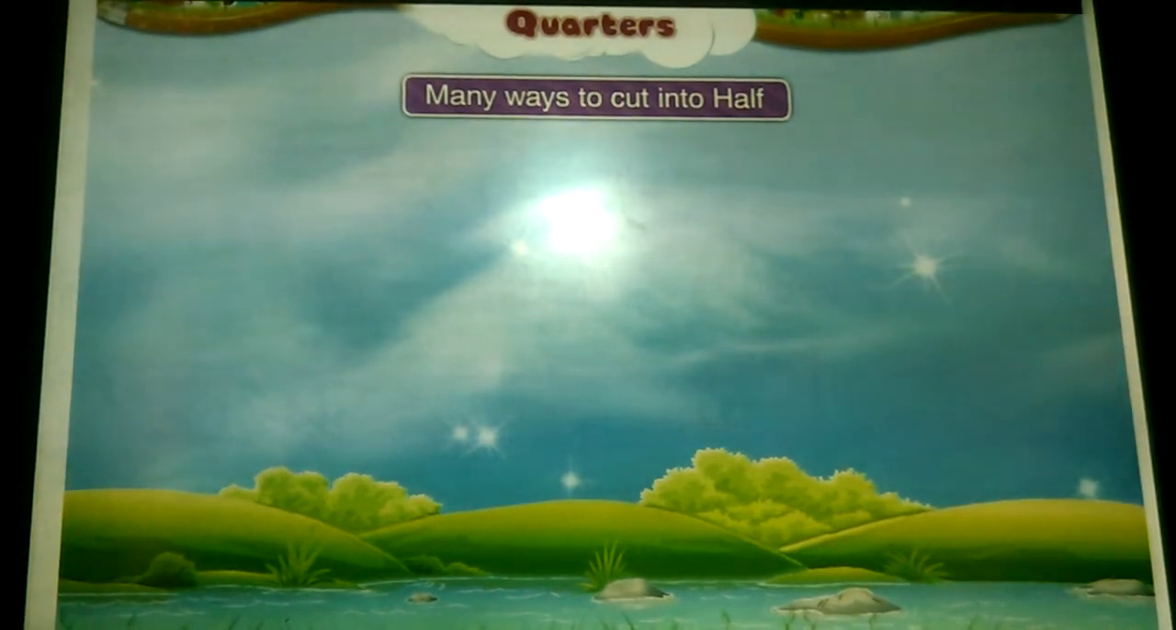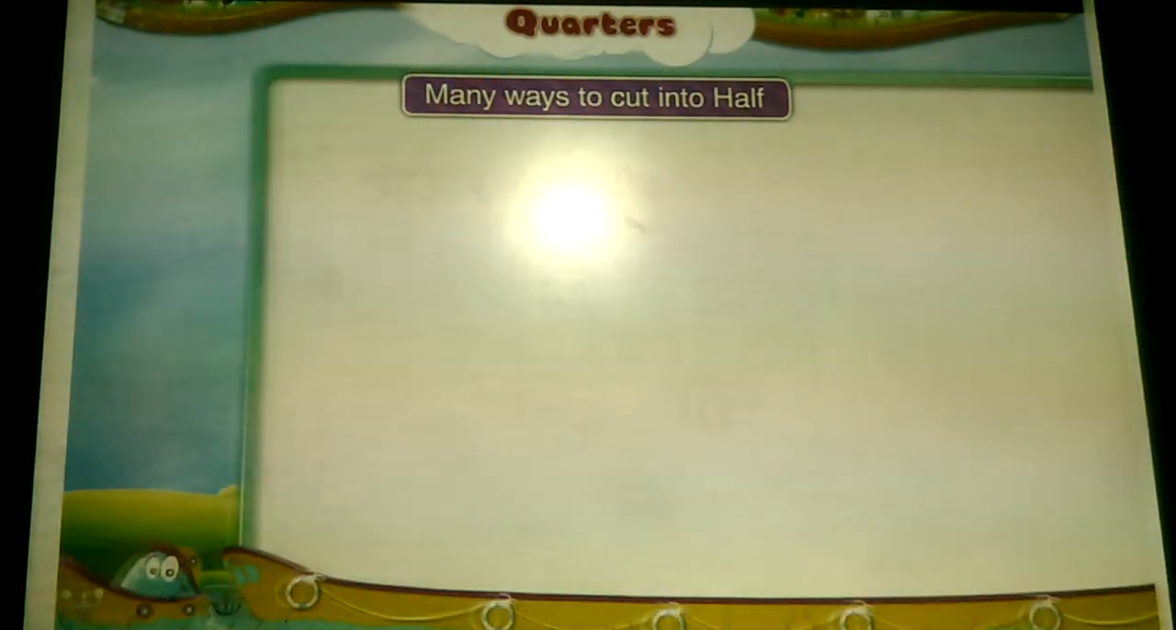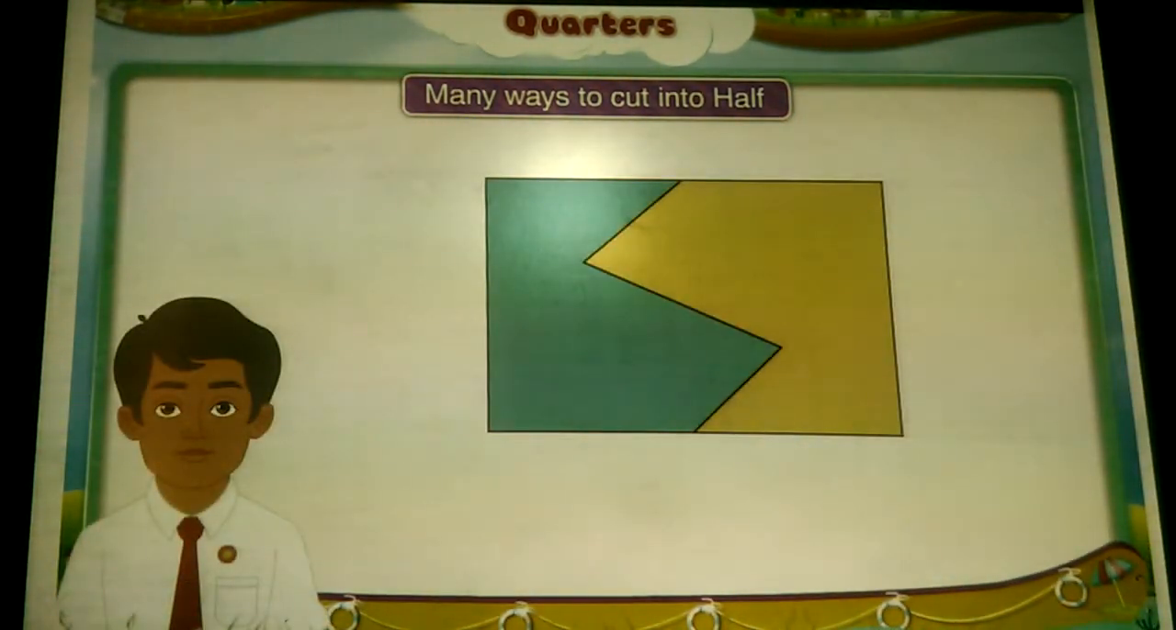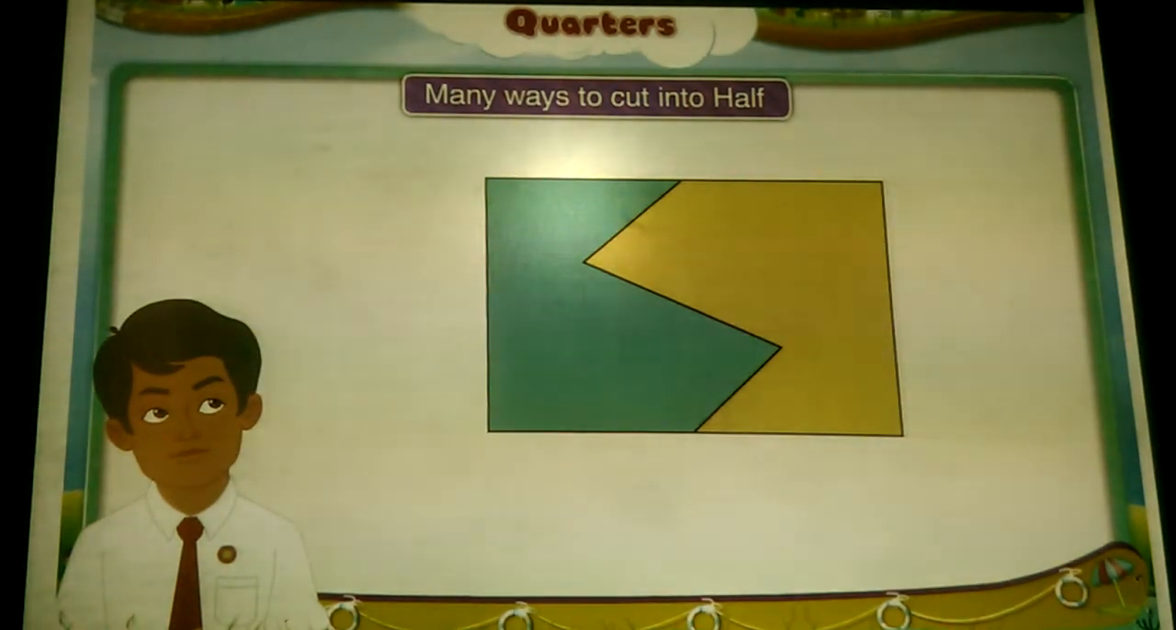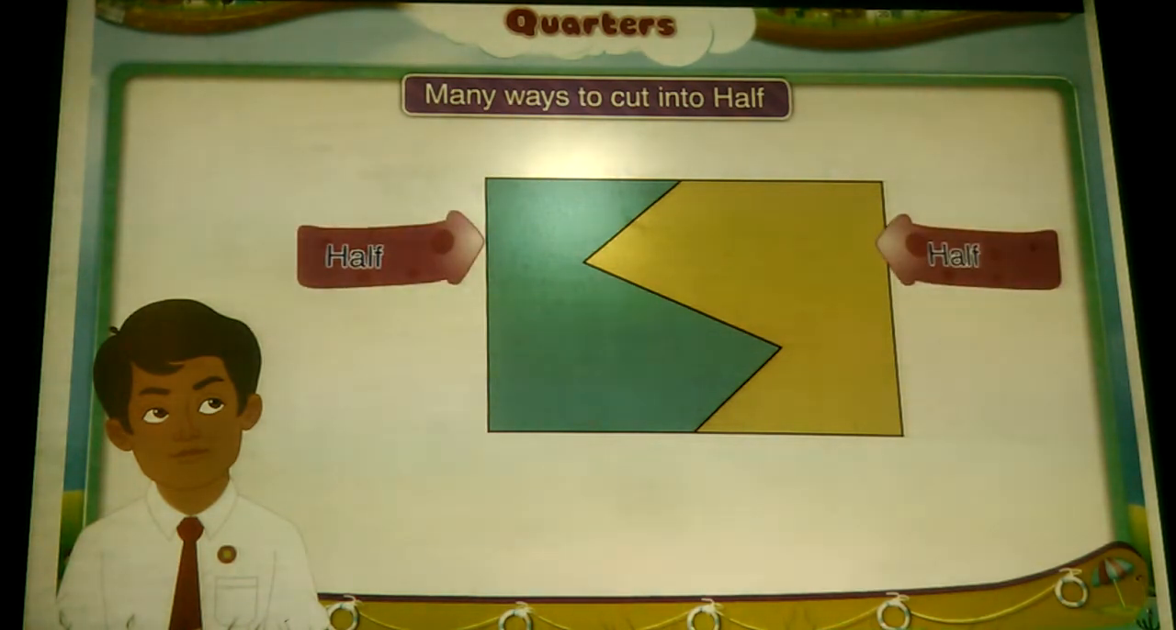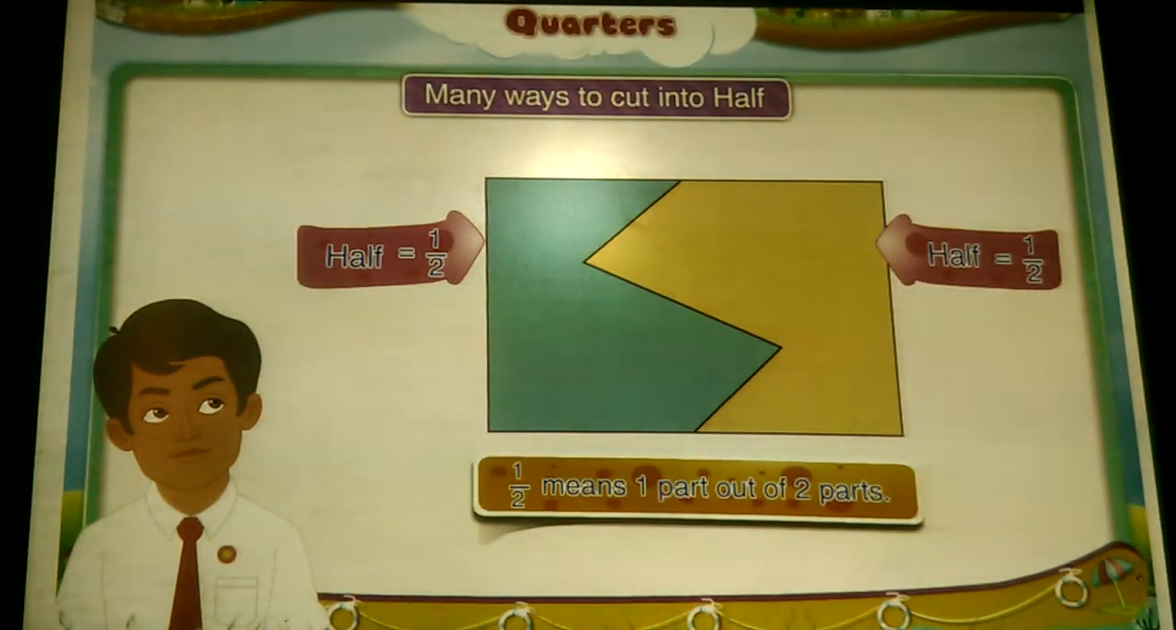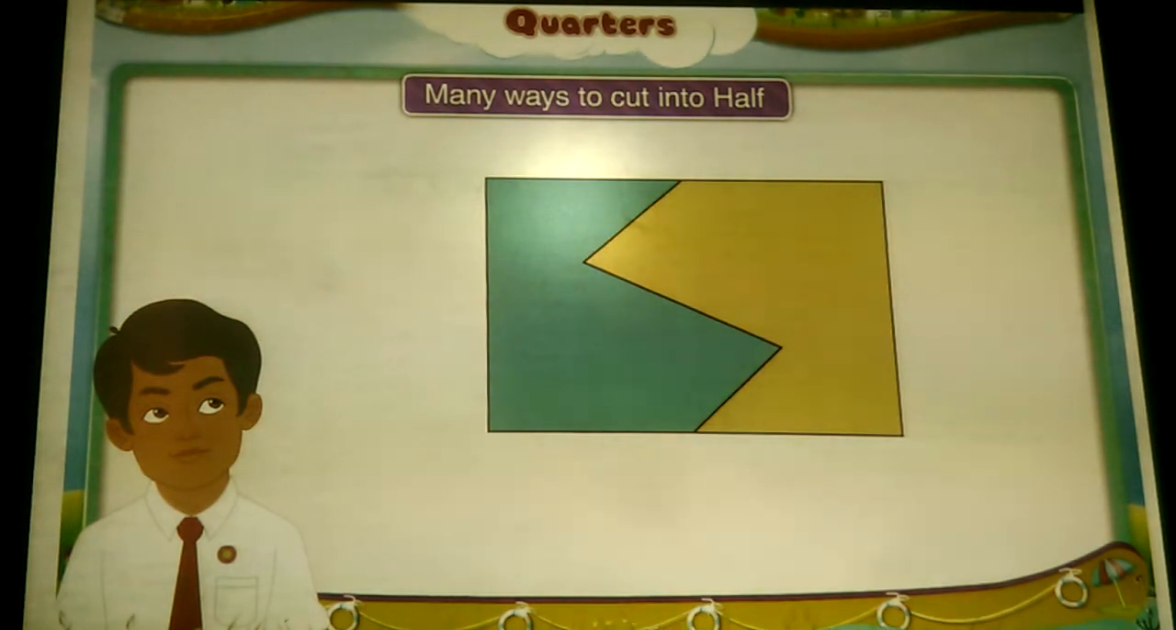Many ways to cut into half. Monu says, "I have made 2 equal parts of a rectangle like this. Each part is half. We write it as 1 upon 2. It means 1 part out of 2 parts. To check whether both these parts are equal or not, keep one part on top of the other, like this.